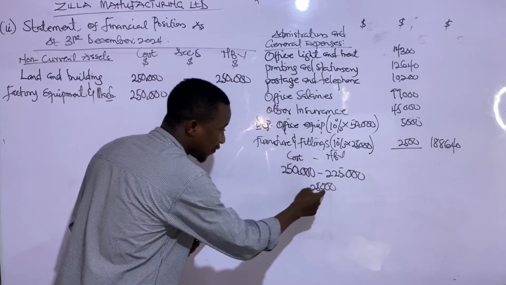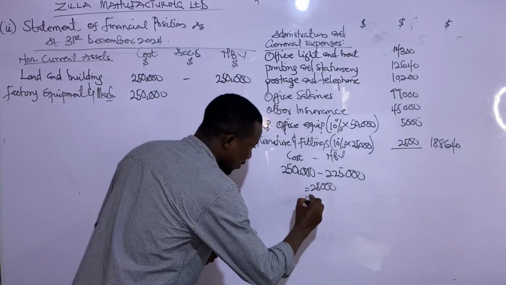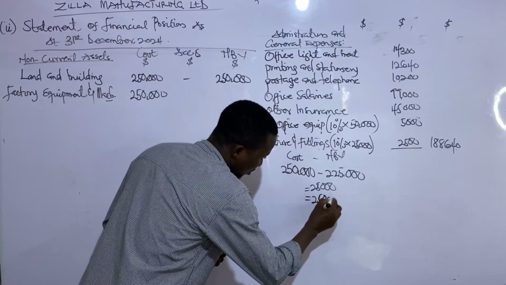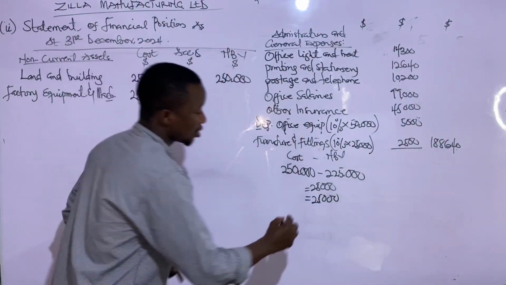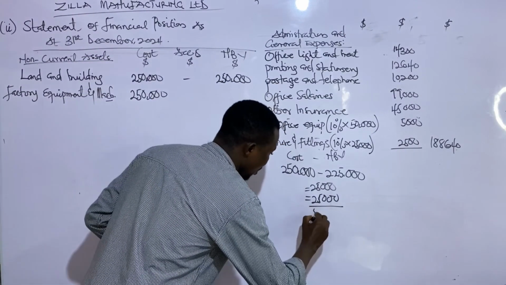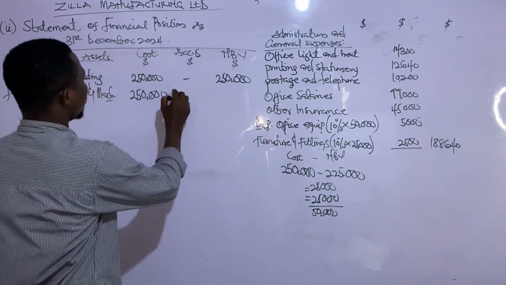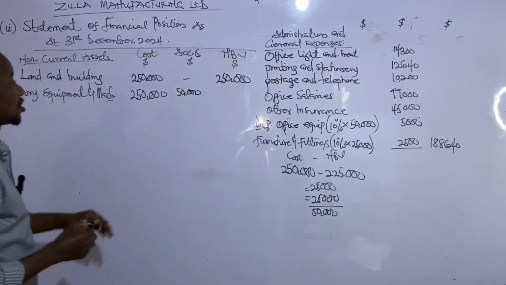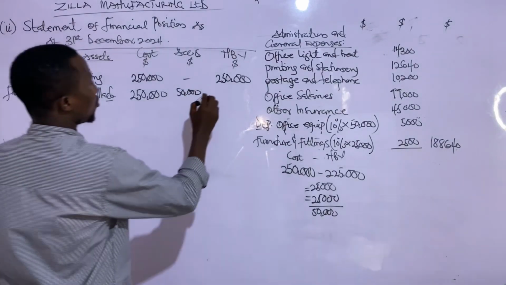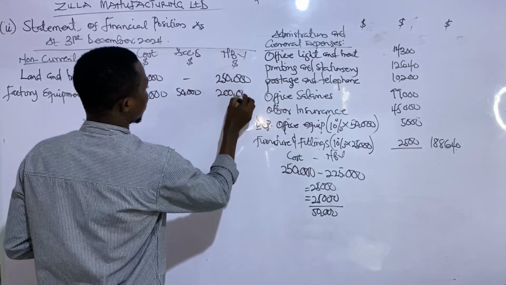And take note, we have accumulated depreciation, previous depreciation, as this. So the current one is also 25,000, by multiplying the 10% on this, which we've done under the factory overheads. So now to get accumulated depreciation, we add these two as 50,000. So the accumulated depreciation for factory equipment and machinery is 50,000. So the net book value or the carrying amount is 200,000.